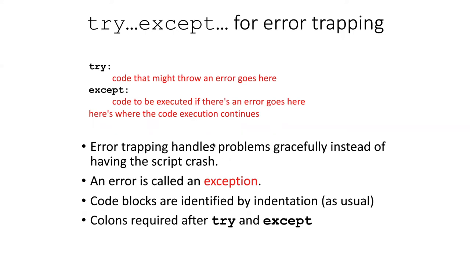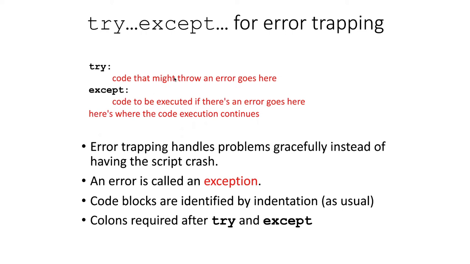The way that we set this up is very similar to the if-else statement. First we have a try clause and a colon. Then we have an indented code block where we put the code that might throw an error. If the code gets executed and nothing bad happens, then it will continue executing the code outside of the next indented code block.